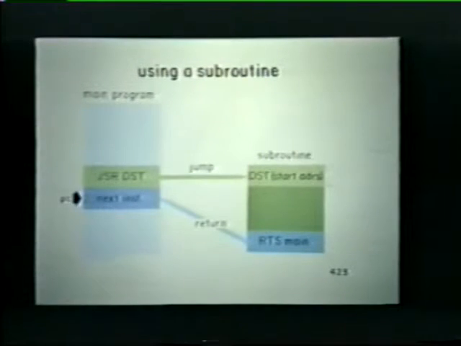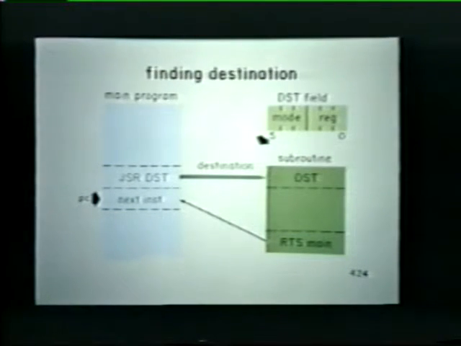When using a subroutine, we use a JSR instruction to jump to the starting address of the subroutine. This starting address is specified by the destination portion of the JSR instruction. Once the subroutine is finished, we want to go back to the next instruction in the program that would have been executed had a JSR not occurred. The RTS instruction returns control to the proper point in the main program. The destination field portion of the JSR instruction allows the program to find the destination or the starting address of the subroutine.